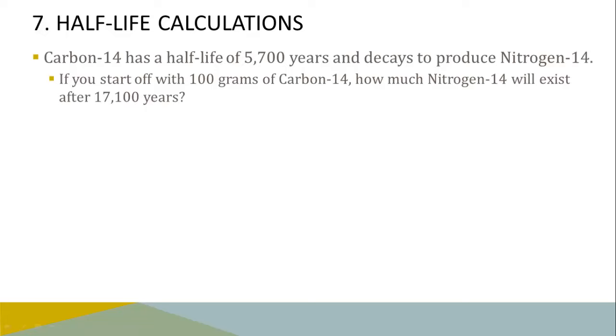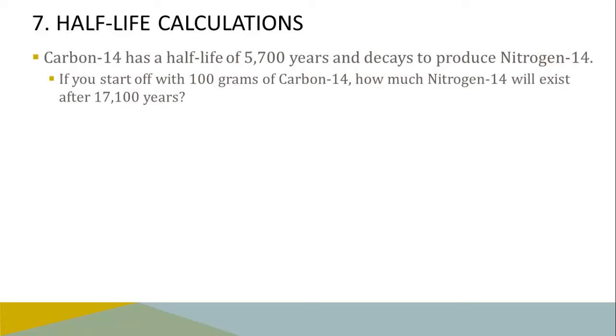Question 7 involves some half-life calculations. Carbon-14 has a half-life of 5,700 years and decays to produce nitrogen-14. So that means that if I had some carbon-14 and I sat there and watched it for 5,700 years, I would see that half of my carbon-14 had become nitrogen-14. So if I start off with 100 grams of carbon-14, how much nitrogen-14 will exist after 17,100 years?